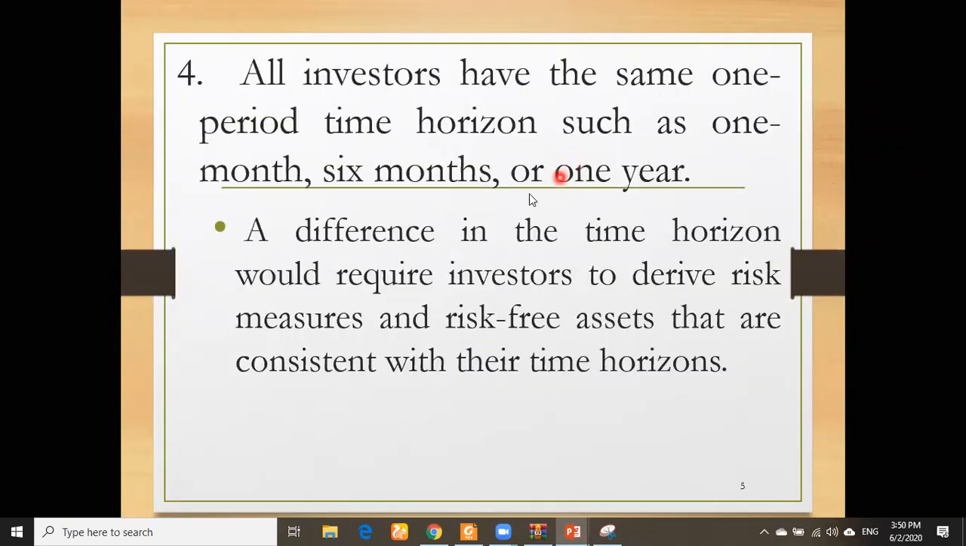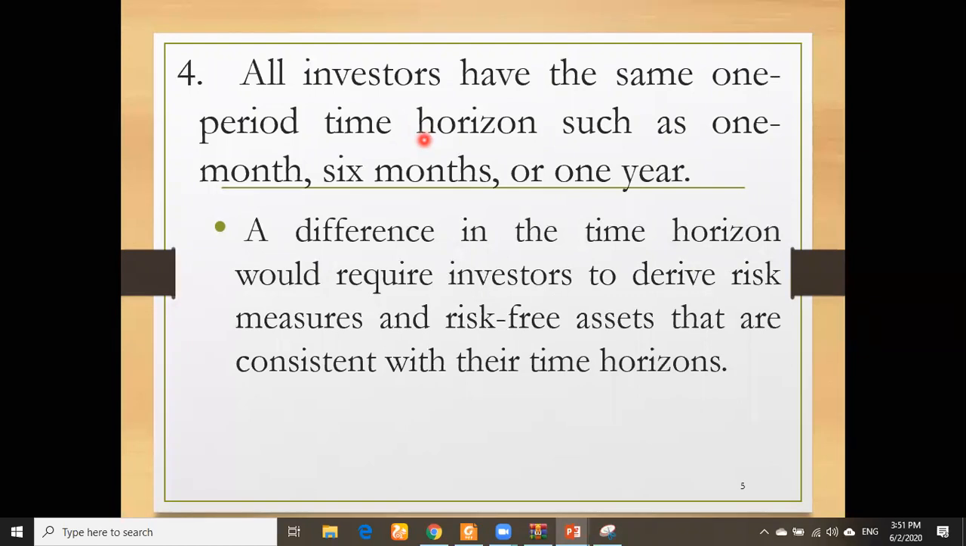The fourth assumption is all investors have the same one period time horizon such as 1 month, 6 months or 1 year. जब हम रेट ऑफ रिटर्न्स की बात कर रहे हैं तो हम कहते हैं कि सब तमाम जितने भी इन्वेस्टर हैं, all the investors are actually determining the return for the same period. Same time horizon means same period. For example, if we are calculating the monthly return, we say all of the investors are actually concerned about the monthly return. Whenever we are talking about quarterly return, we will say all of the investors are actually concerned about the quarterly return.